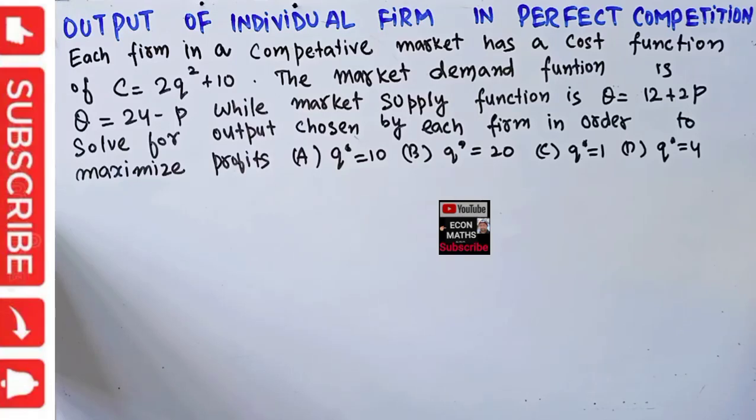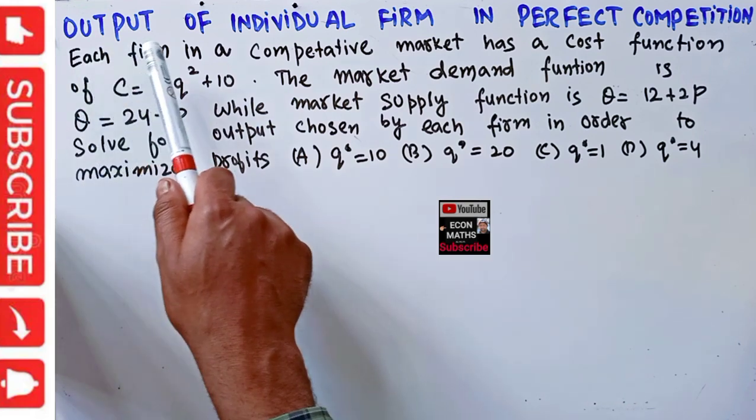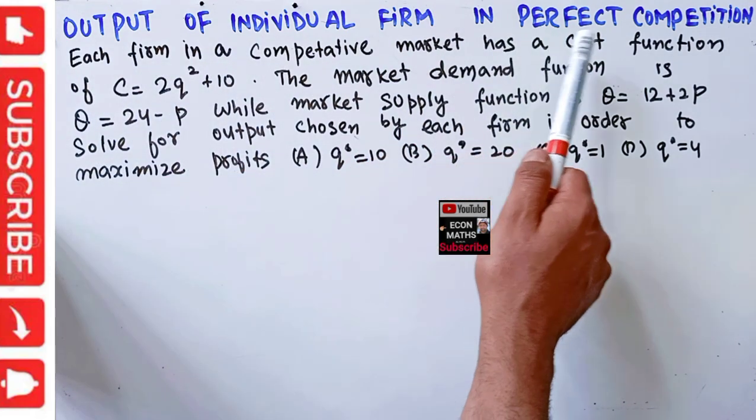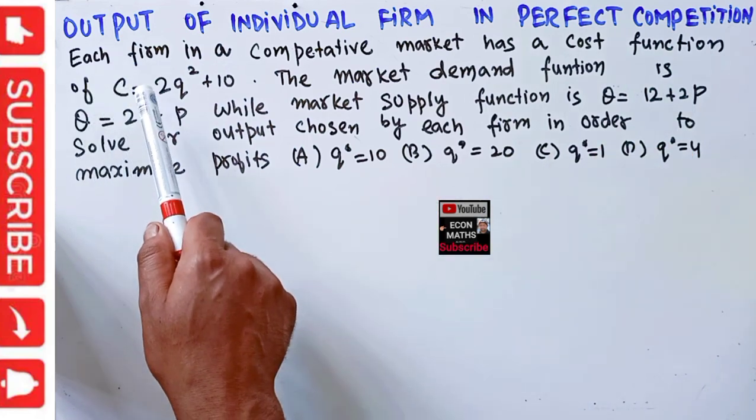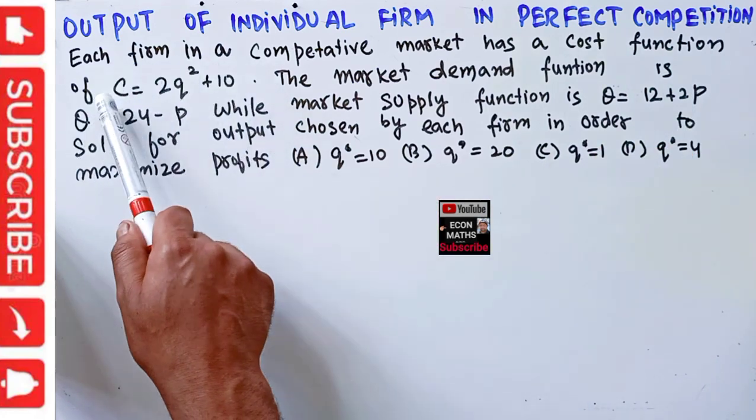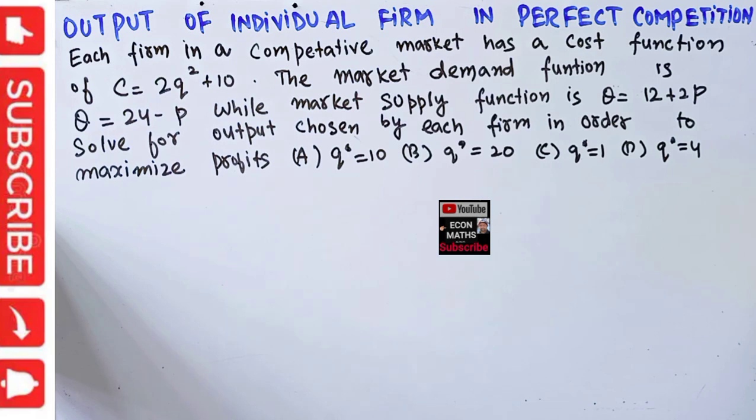In this video, we will learn how an individual firm in a perfectly competitive market chooses its output, given the market demand and supply functions and the cost function of each individual firm. Question: each firm in a competitive market has a cost function of C = 2Q² + 10. C denotes the cost, Q denotes the output of the individual firm.